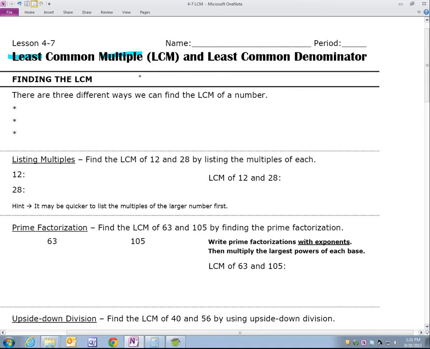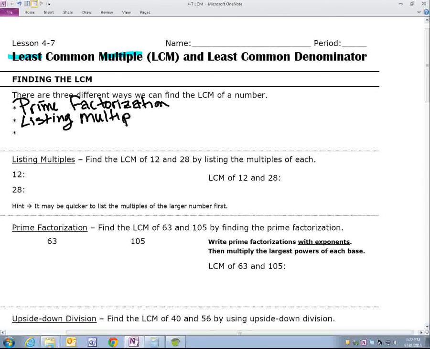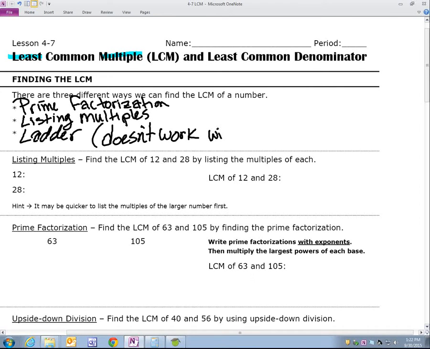There are 3 different ways we can find the LCM of a number. One of them is prime factorization. One of them is listing multiples. And then there's also the ladder method again. And I'm going to put that it doesn't work with all. With that one. The ladder method.